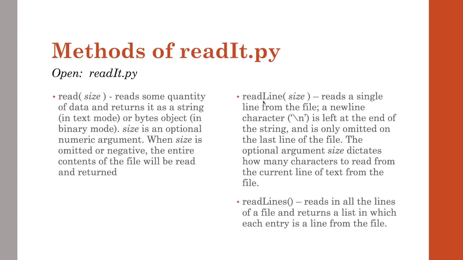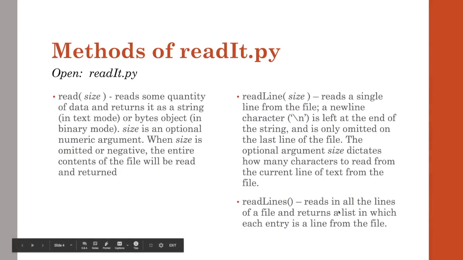The readline method will read a single line from the text file, all the way until it finds a newline character. If the size argument is given, it will dictate how many characters to read from the current line. The size is often confused, with people thinking it means I want to read X number of lines. That's really not the case. It tells you how many characters you'd like to read from the current line and only the current line.